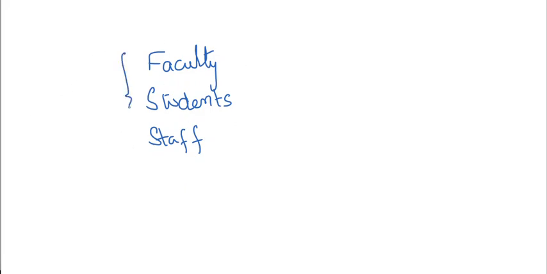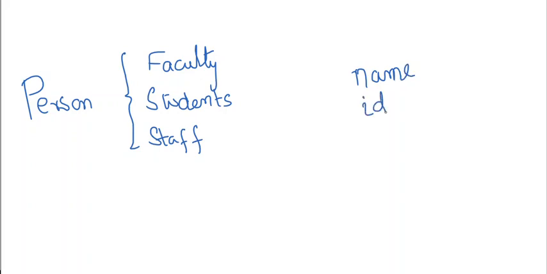All of these people are a person, right? So what we can do is, there are certain characteristics that are common to all of these different types of people that we can put in person. To keep it simple, just to convey the concept, each of them has a name, each of them has a university ID, and each of them has an address.